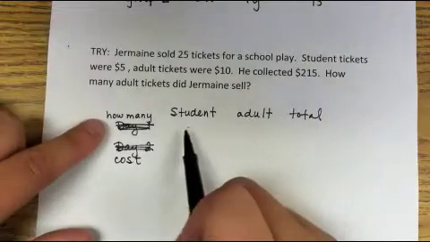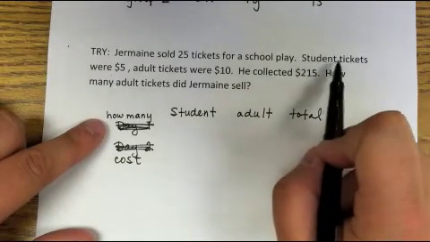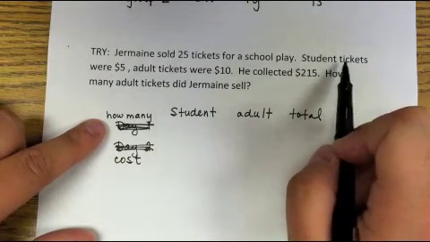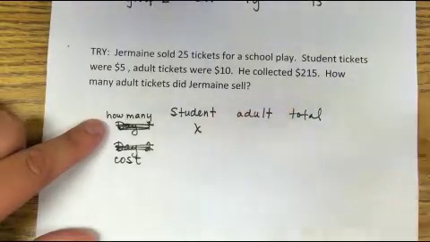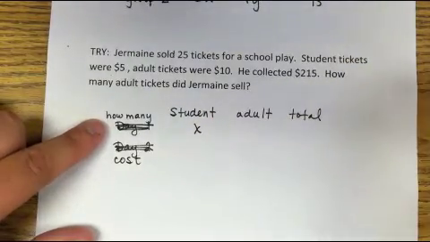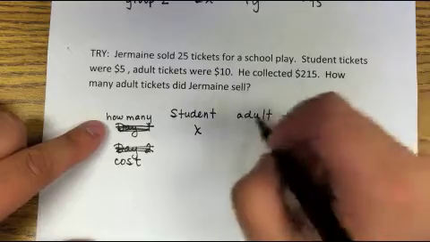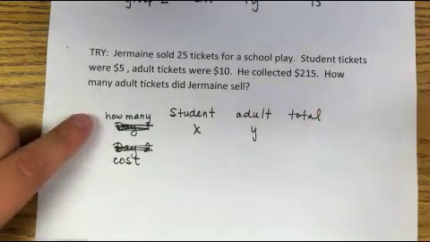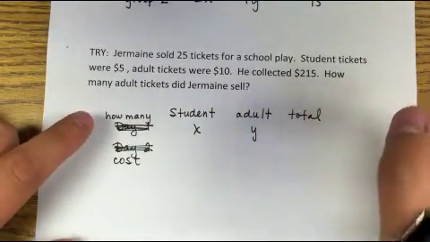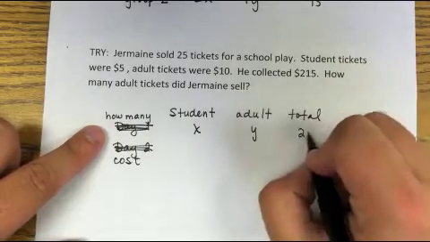Okay, so how many student tickets were sold? I don't see it. So that's going to be an X. How many adult tickets did they sell? That's going to be Y. Because again, I don't see it in there either. But I do know that he sold 25 tickets.